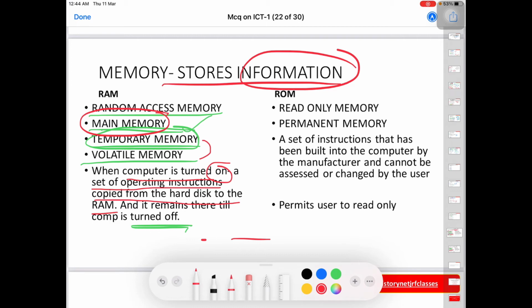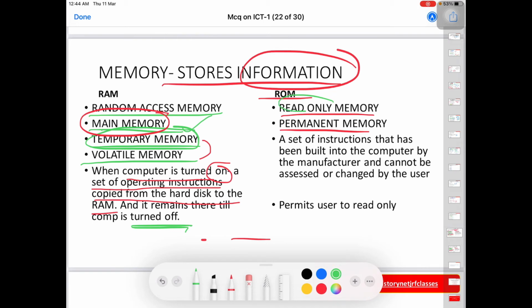Okay, so whatever functioning is going on, it all relates to RAM. Next is ROM. It is also an acronym and it stands for read only memory. So you can only read them, you can't make any change in them. It is a permanent memory.